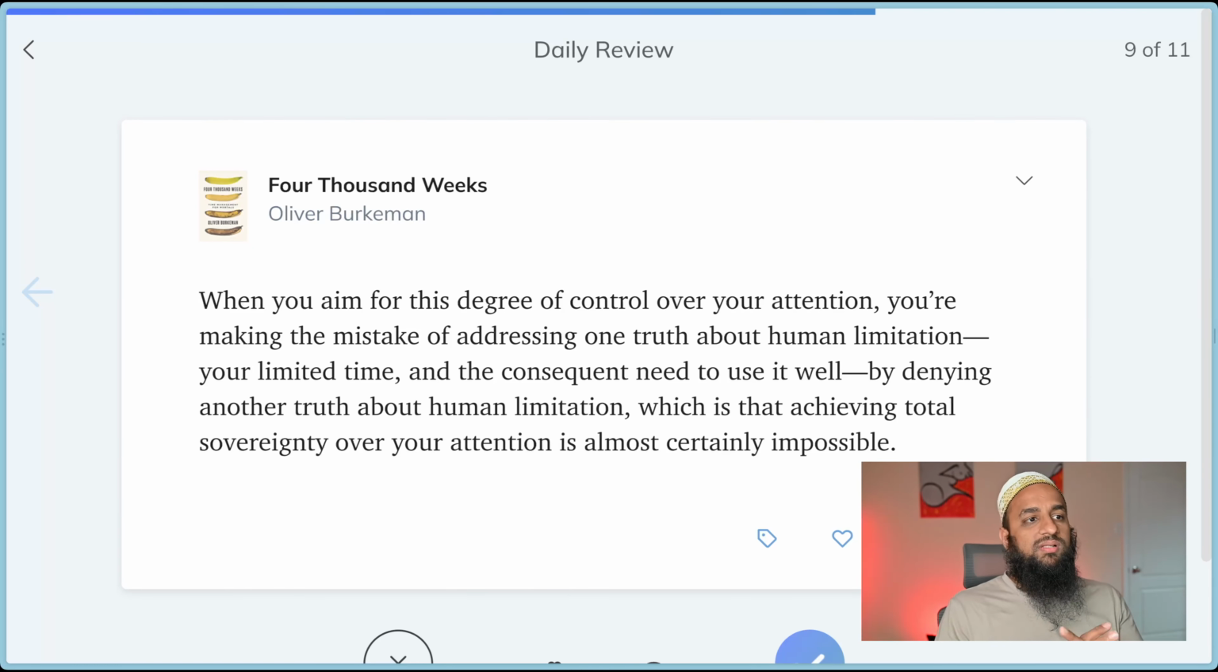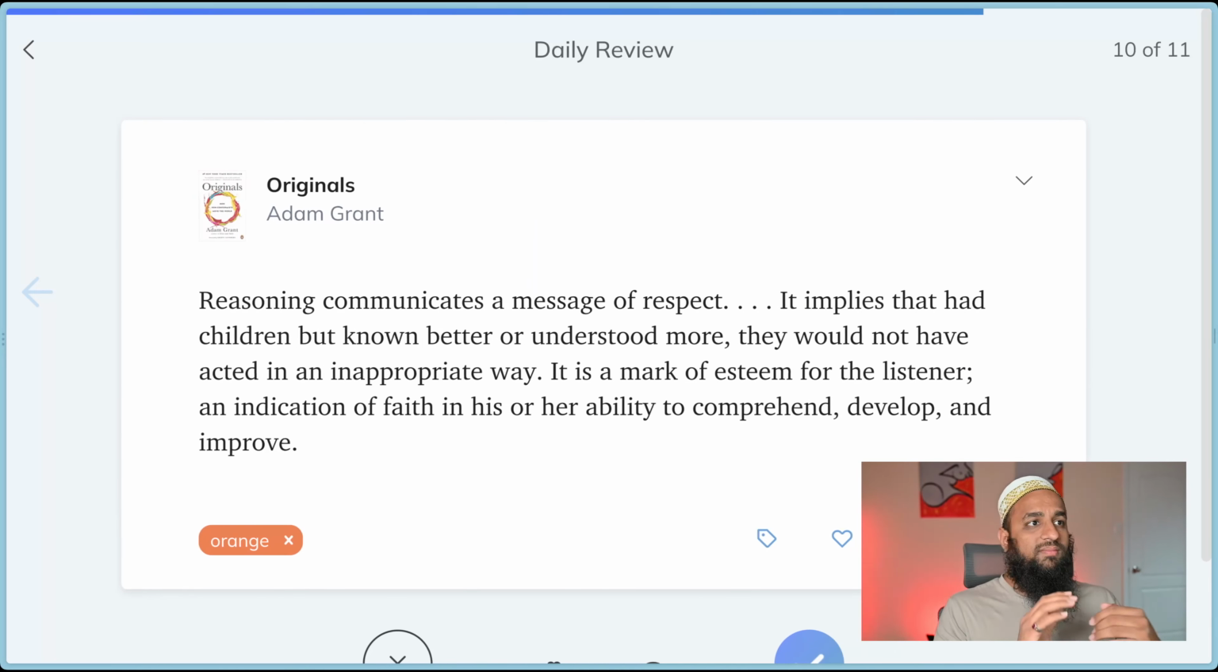It is impossible, and the book is very elaborate in how it explains the different aspects of attention, of time. Again, I think it's really difficult to explain this just from the quote. I'll move on. Okay, we have a quote from Originals.